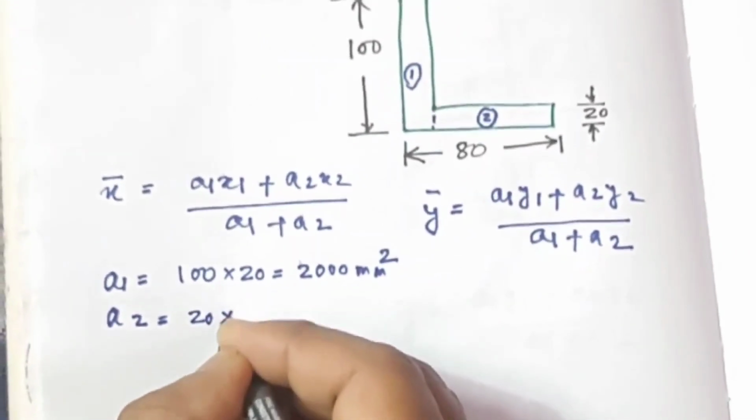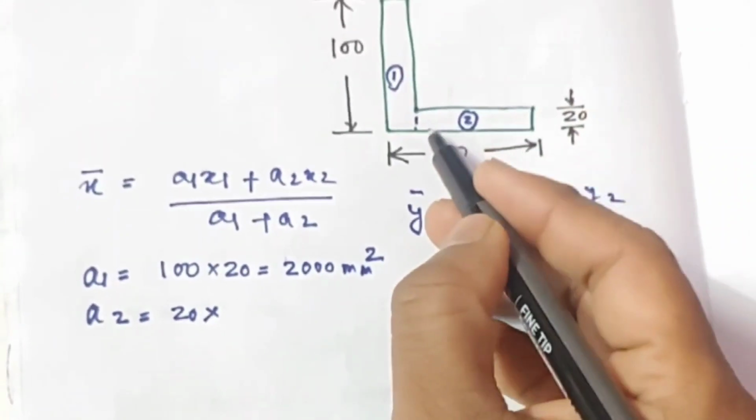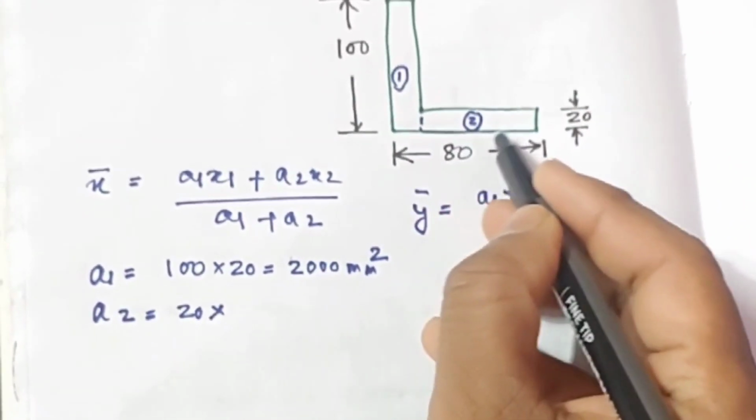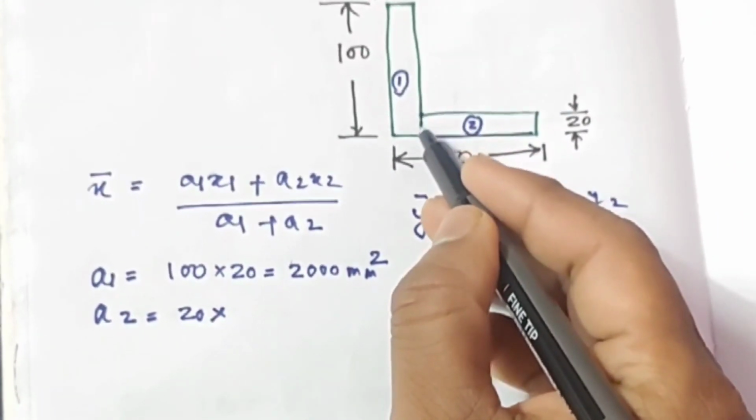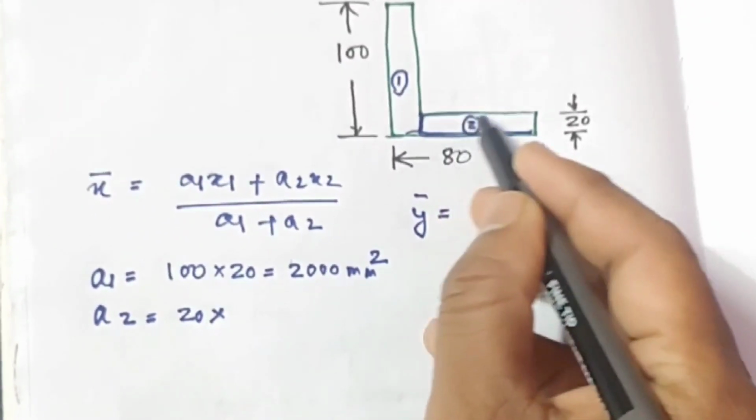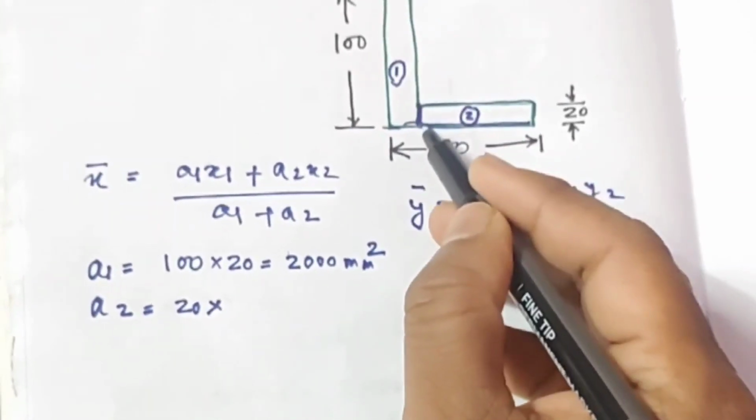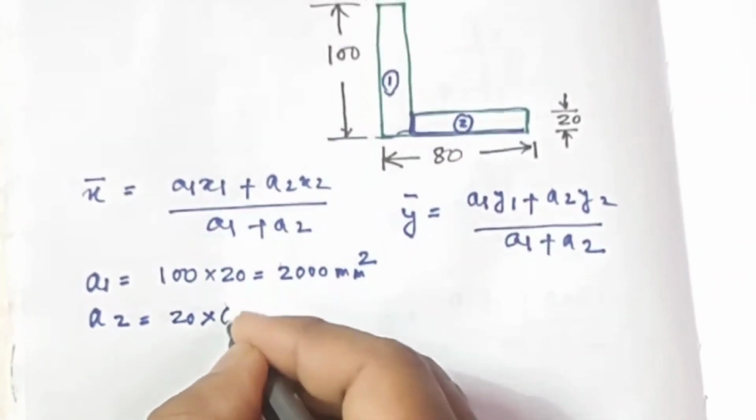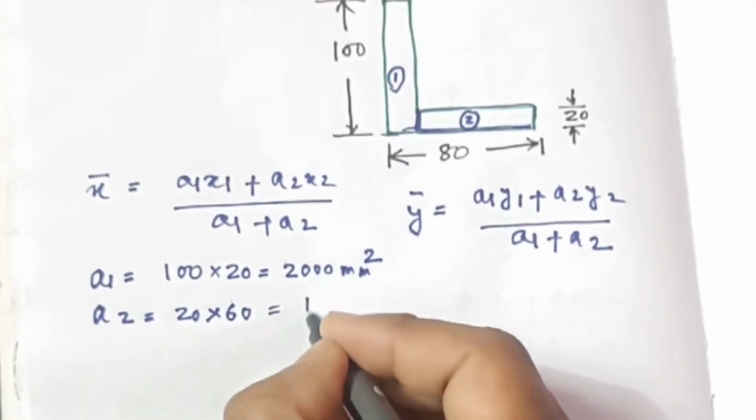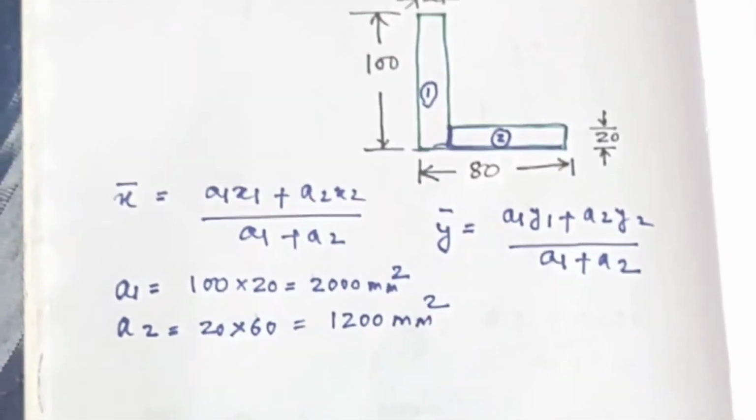Similarly, A2 for section 2. This is section 2, thickness is 20 mm, and the length is 60 mm, as it is covered by this section. So the length is 60 mm. This is 20 mm, total length is 80 mm, so this will be 60 mm. So area is equal to 1200 mm square.